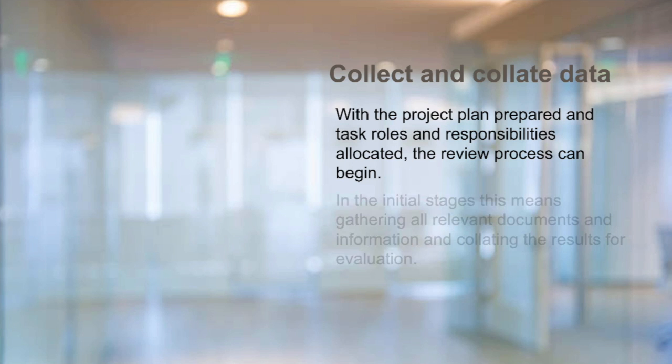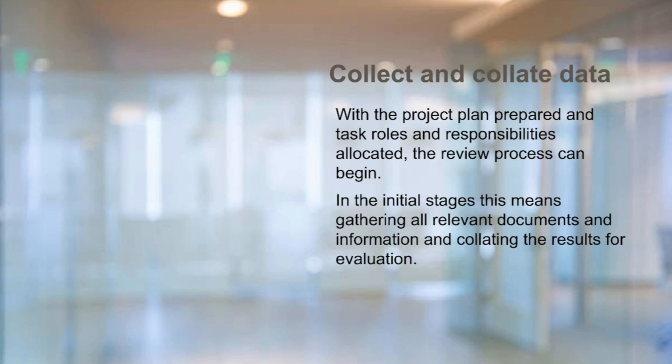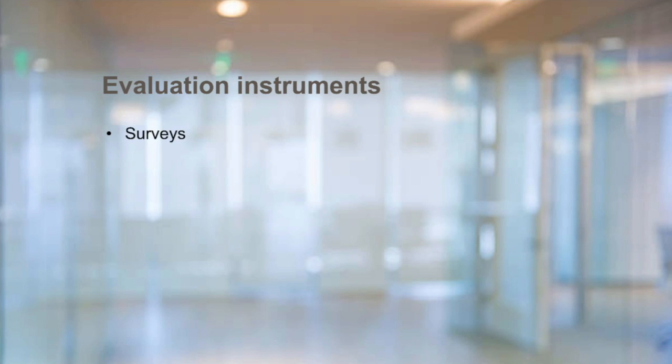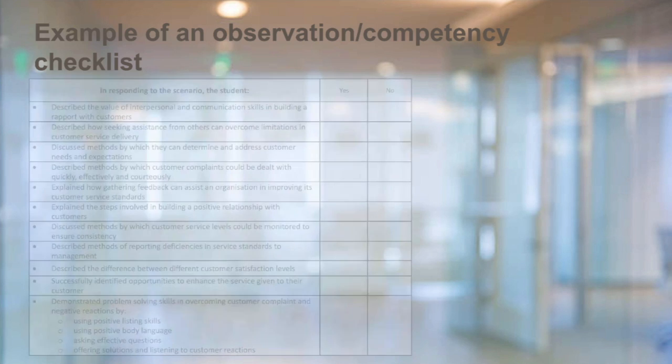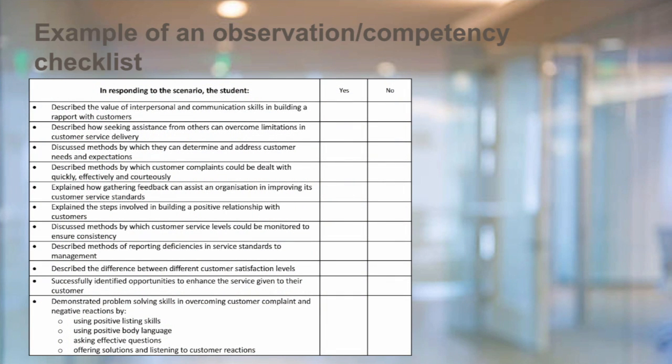In the initial stages, this means gathering all relevant documents and information and collating the results. Consider the instruments you're going to use to evaluate the program. Things like surveys, questionnaires, direct examination of some of the student outcomes, diaries or logs, workplace observations, and so on. Here's an example of a typical evaluation checklist.